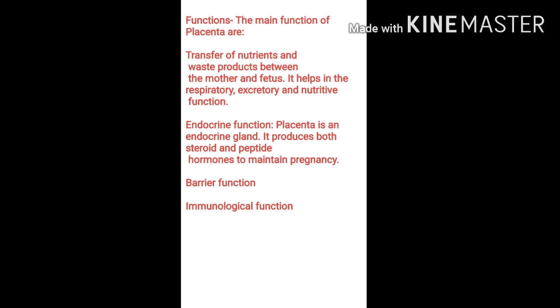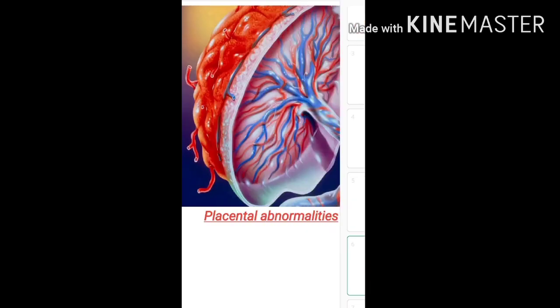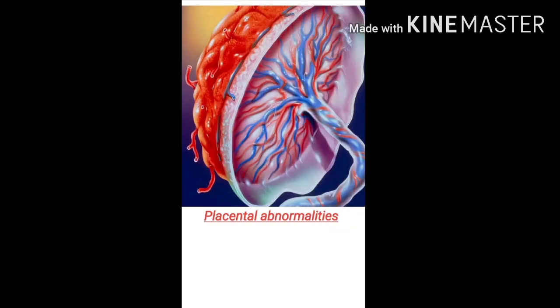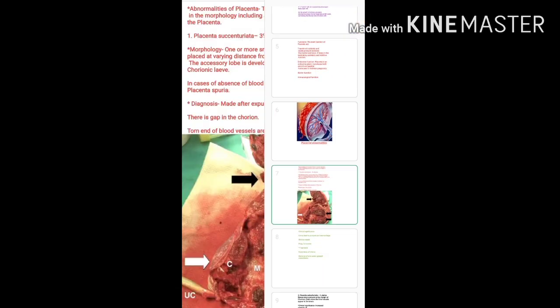Next is the barrier function, as well as the immunological function. Now we move on to the placental abnormalities. What all things have we seen abnormally in the placenta? So we are moving on to this section.